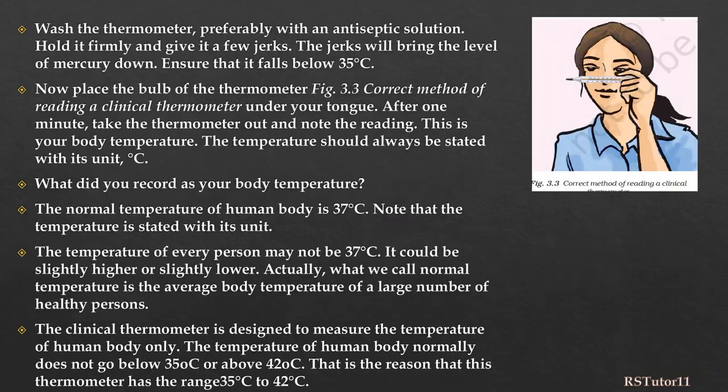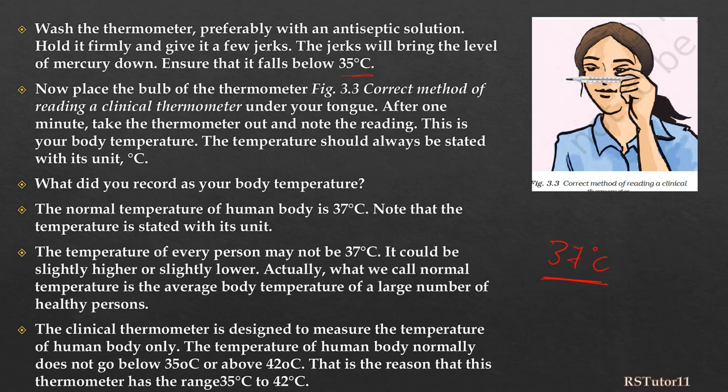Wash the thermometer, preferably with an antiseptic solution. Hold it firmly and give it a few jerks. The jerks will bring the level of mercury down. Ensure that it falls below 35 degrees Celsius. Now place the bulb of the thermometer under your tongue. After 1 minute, take the thermometer out and note the reading. This is your body temperature. So normal body temperature is 37 degrees Celsius.